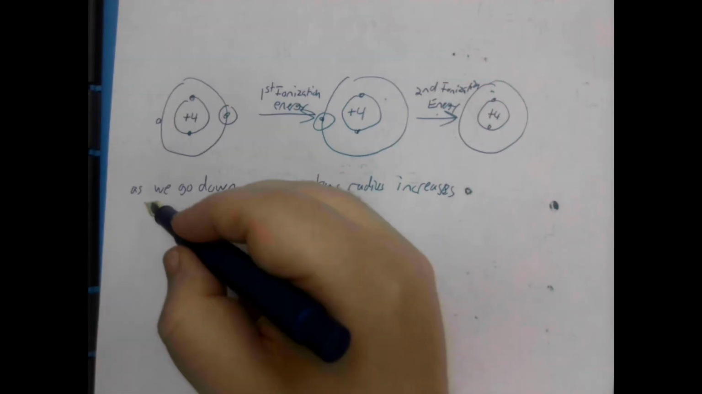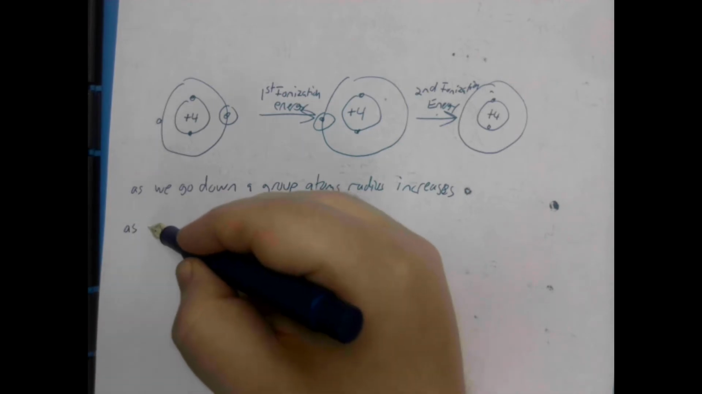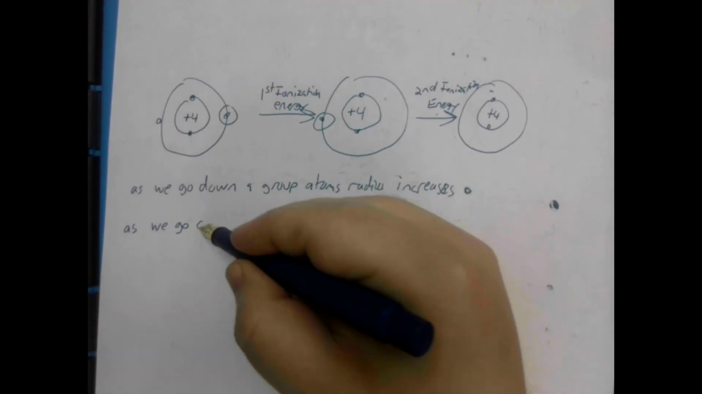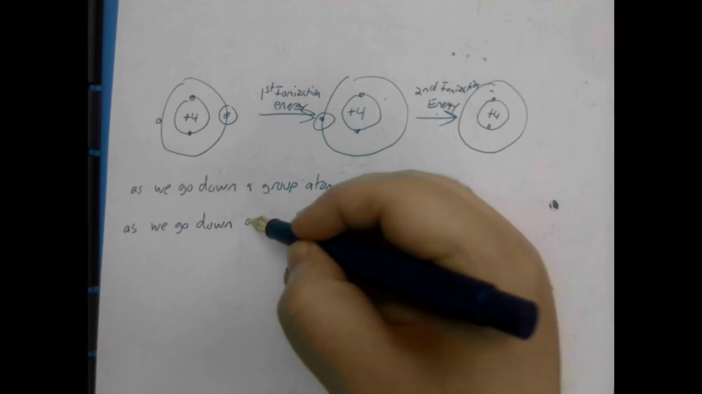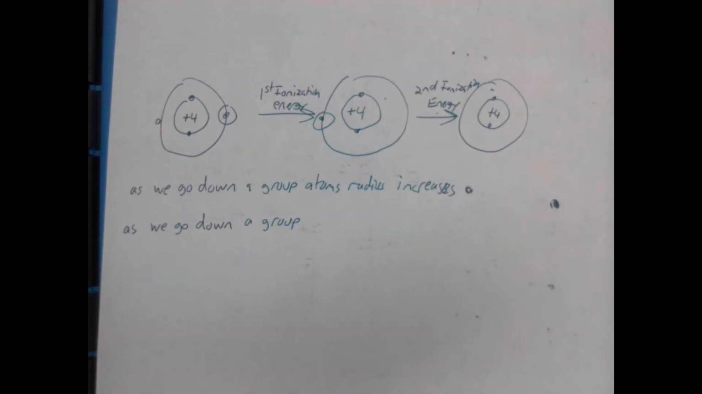So as we go down a group, what happens to ionization energy? The energy required to remove an electron from the atom. If they're getting bigger, then that's adding electrons, right? Well, no, because remember, as we go left to right, we're adding electrons and protons.